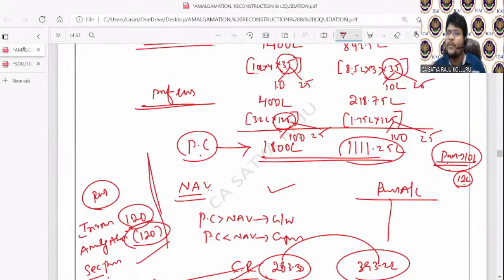One situation we already discussed. You can open a separate plant and machinery account. Opening balance is 10 lakhs. Now you realize 12 lakhs. 2 lakhs is the profit. Such 2 lakh profit you can transfer to realization. That is one method. Another method is you can transfer plant and machinery book value to the realization directly.